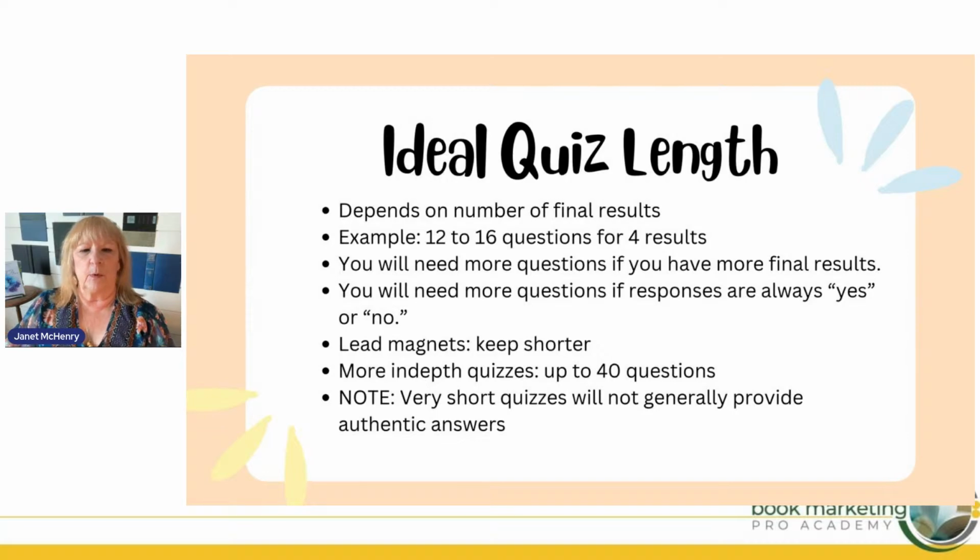You'll need more questions if you have more final results. See how my results were 4. So 4 times 4 is 16. That gave a lot of different possibilities in the configuration of the answers. If you had 6 possible results, you're going to need more questions to provide that distinction from one result to another. If you're doing this as a lead magnet simply for your website, you can keep it shorter. Maybe it's more fun.